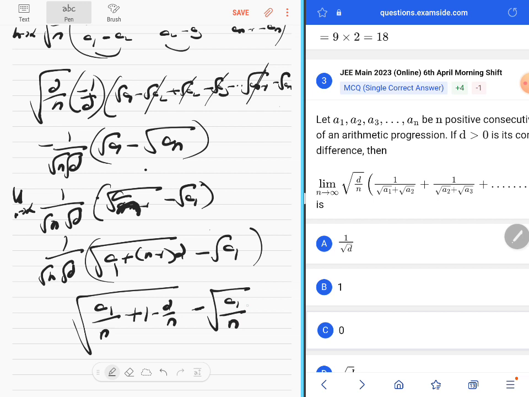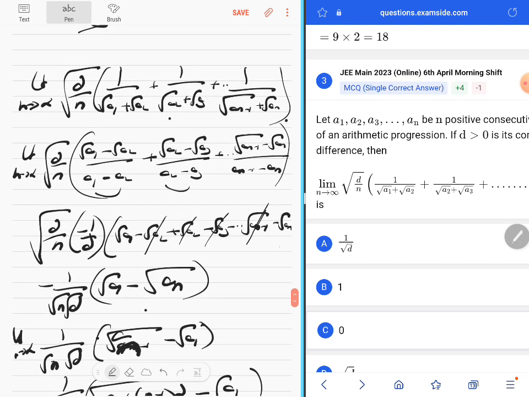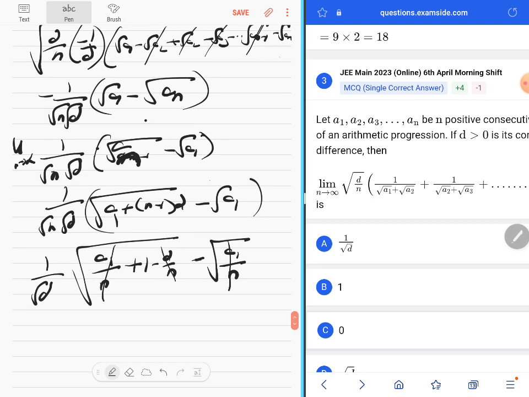The advantage is n is going to tend to infinity, so 1 by n will tend to 0, and so then you have a 1 by root d outside. So I have this has become 0, and so I have 1 by root d to be the answer.